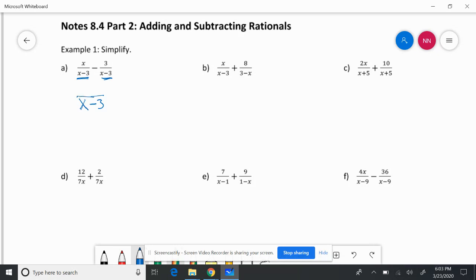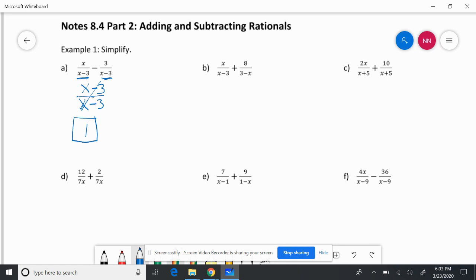After we do that, we're going to subtract the numerators. Those are different terms. We can't subtract them, so we just leave it as x minus 3. Now, if we notice this, both of them are exactly the same. So they cancel, and our answer is 1.